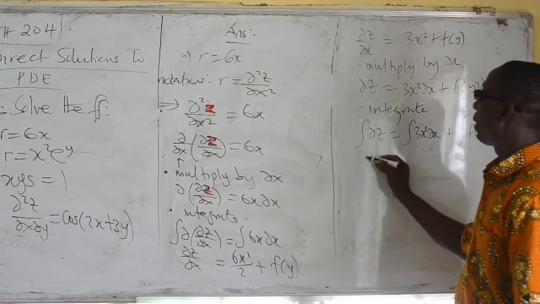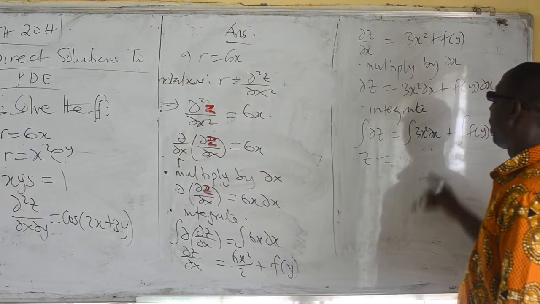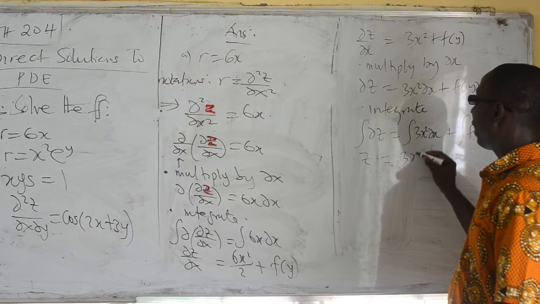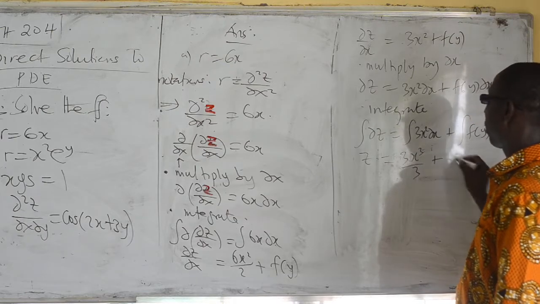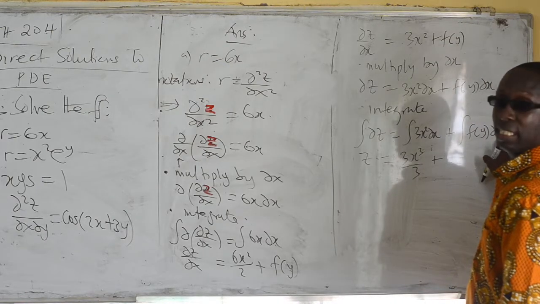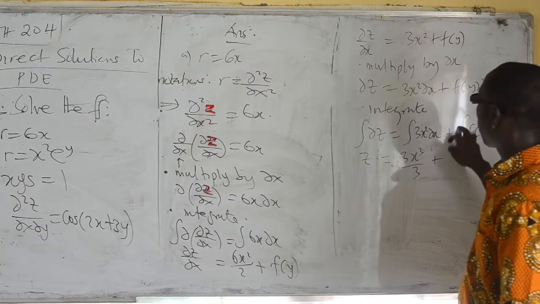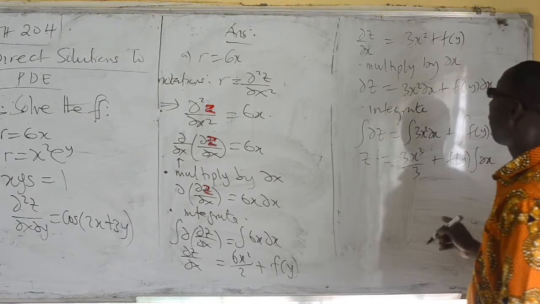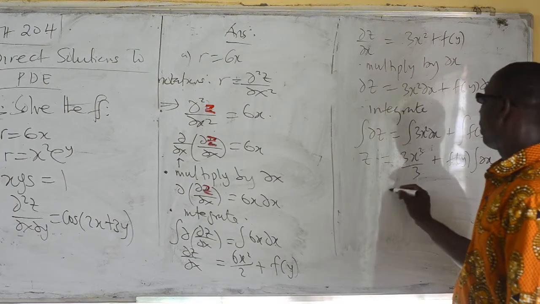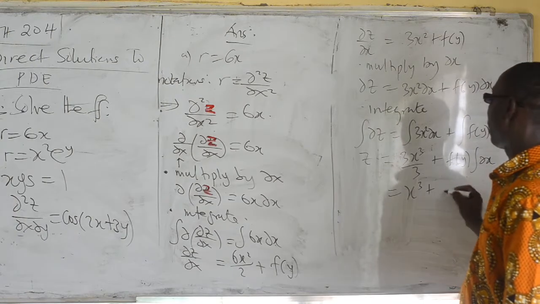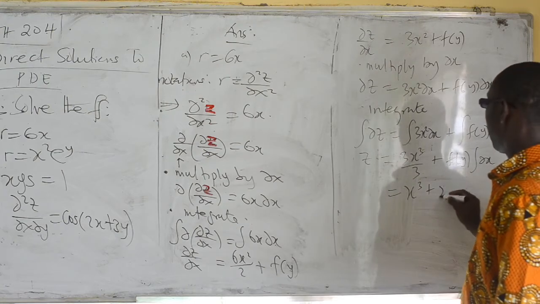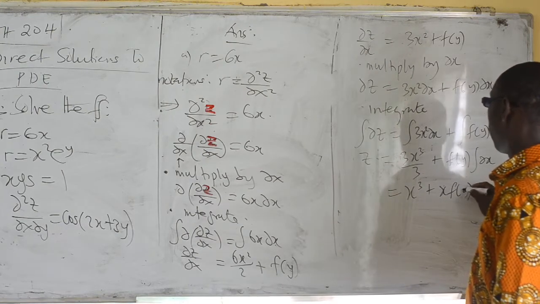So this and this will cancel to get Z. We're integrating with respect to X. So 3x squared would give us 3x cubed over 3. There's no X here, so this one will come back. I've not done the integration, I've rather written it out. So this gives me x cubed plus, now when I integrate this, I get x, so I get x f of y.